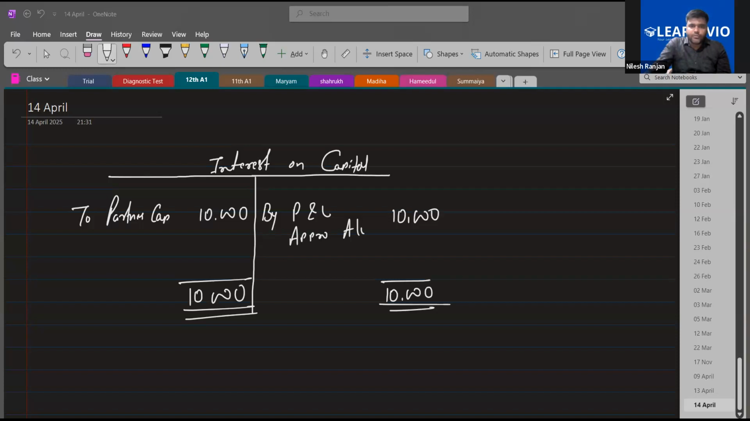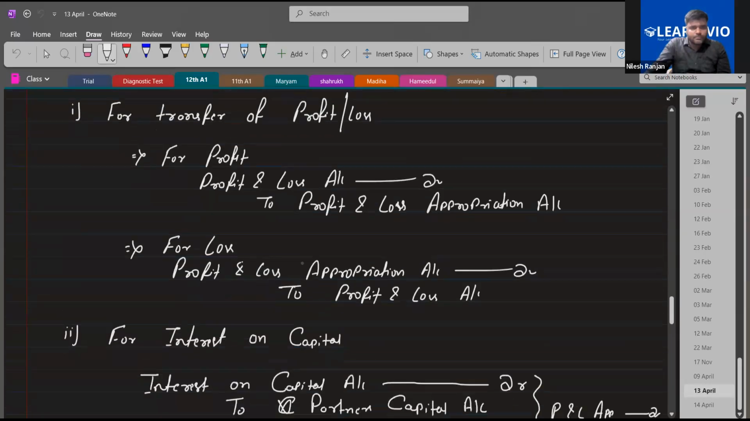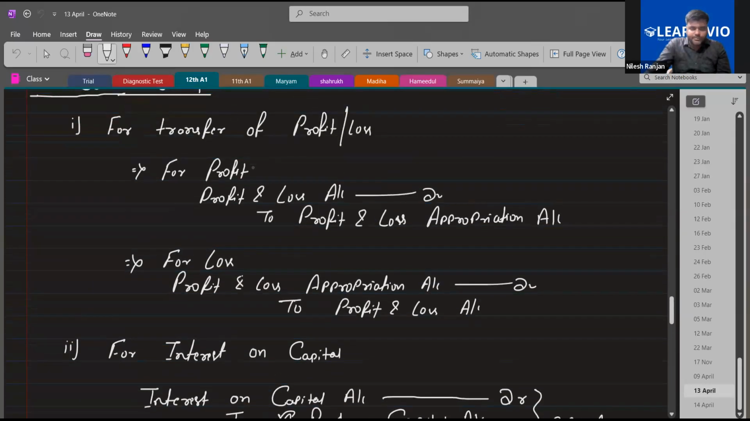I was having doubt from the journal that you took in the last part in the previous class. So if possible, can you explain it to me? Okay, which journal, Hamidul? The one where the same item which comes on the credit side also comes on the debit side. Yeah, the first one, profit.